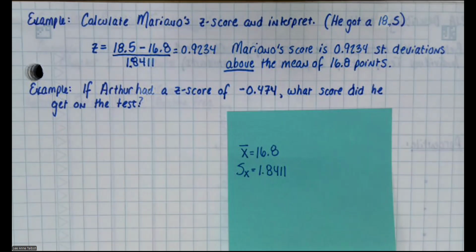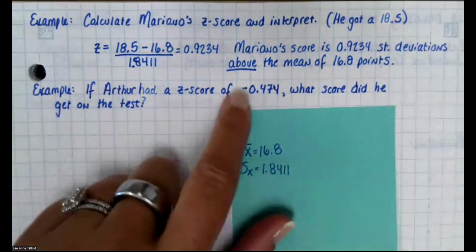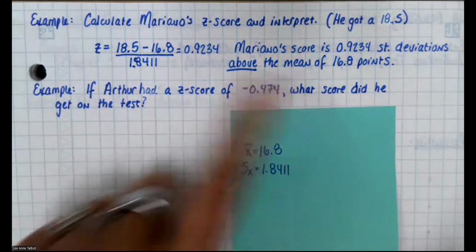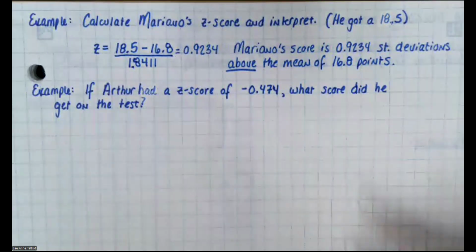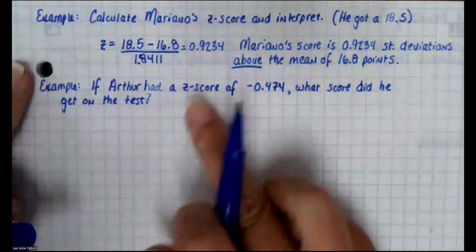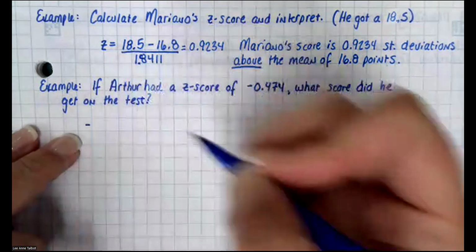Okay, last problem of the day. If Arthur had a Z-score, Arthur, by the way, is this compound here. His name is Arthur. I just stole a different Squishmallow for the last example. If Arthur had a Z-score of negative 0.474, what score did he get on the test? Okay, so the Z-score is this.